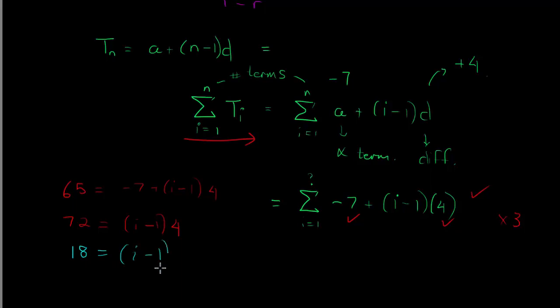So I minus 1 gives me 18. I just divided the 4 on the other side. I minus 1 gives me 18, so I is equal to 19. 19 minus 1 is 18. So that's my final answer. I'm going to rewrite it. Okay, there we go. From 1 to 19, and there we go for my full marks.